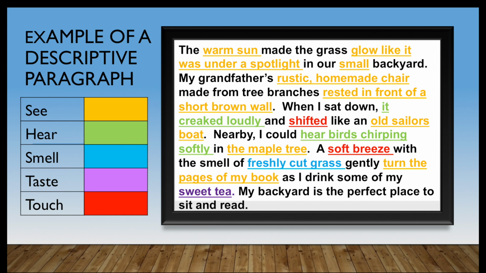Read with me. The warm sun made the grass glow like it was under a spotlight in our small backyard. My grandfather's rustic homemade chair, made from tree branches, rested in front of a short brown wall. When I sat down, it creaked loudly and shifted like an old sailor's boat. Nearby, I could hear birds chirping softly in the maple tree. A soft breeze with a smell of freshly cut grass gently turned the pages of my book as I drank some of my sweet tea. My backyard is the perfect place to sit and read.